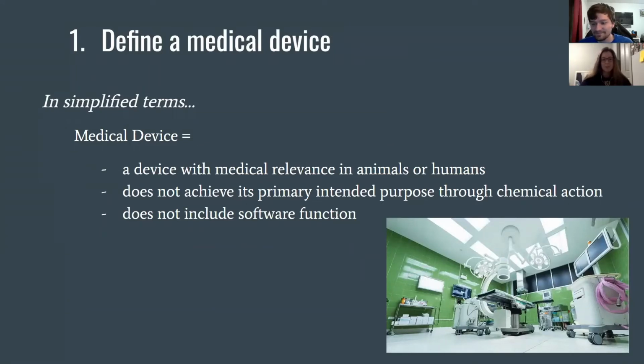So to simplify, a medical device has three main components to keep in mind. First, it's a device with medical relevance in animals or humans. Second, it does not achieve its primary intended purpose through chemical action or metabolism. And lastly, it does not include software functions except for some exceptions that were later defined by the FDA.